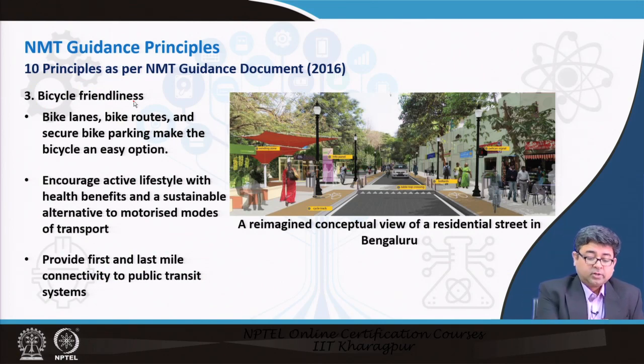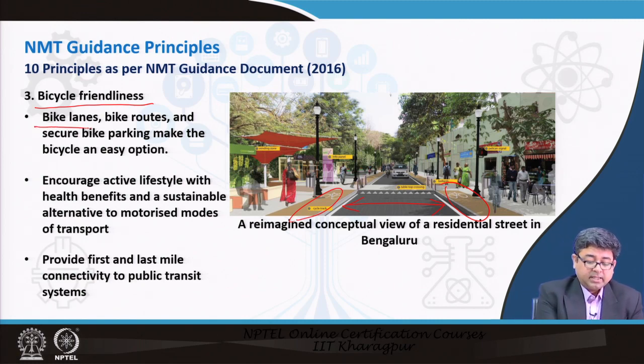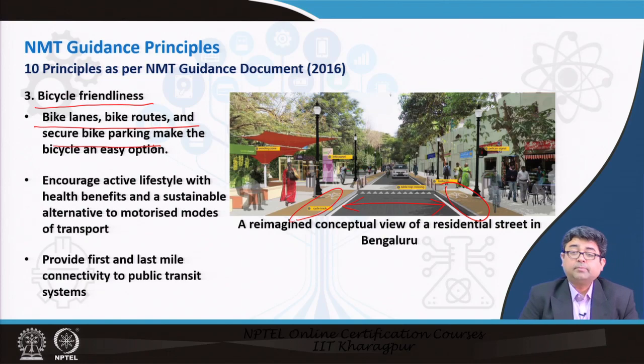The third one is looking at how streets can be bicycle friendly. It is very important to understand that to promote NMT and different forms of non-motorized transport in your urban area, you have to design the facilities in such a way that they are friendly to those users. If you do not have bicycle tracks on each side of the roads, then you should ensure that the pavement, the carriageway itself, is designed in such a manner that it makes the bicycle users feel safe, and if they feel safe, then they would ride it a whole lot. So, provide bike lanes, bike routes, and secure bike parking to make bicycle an easy option.